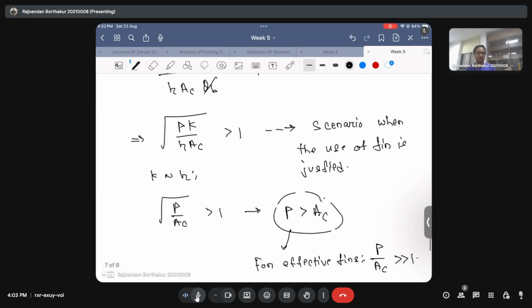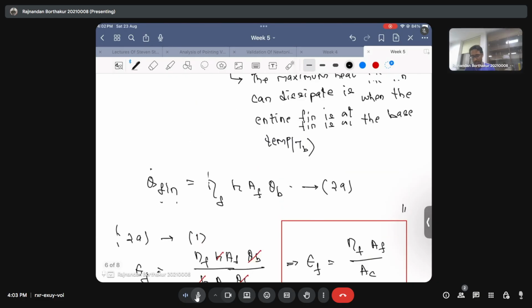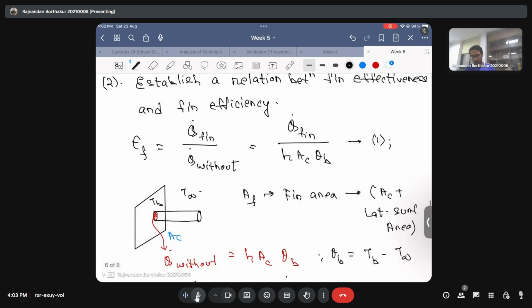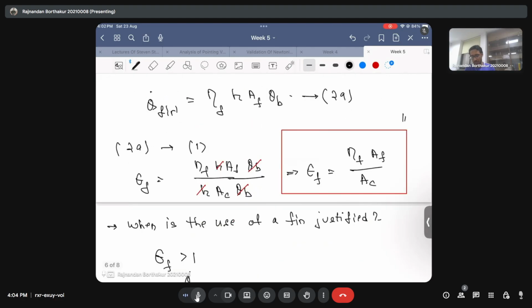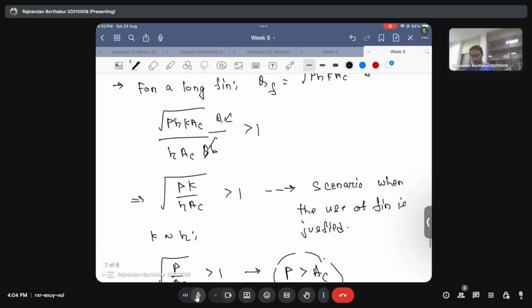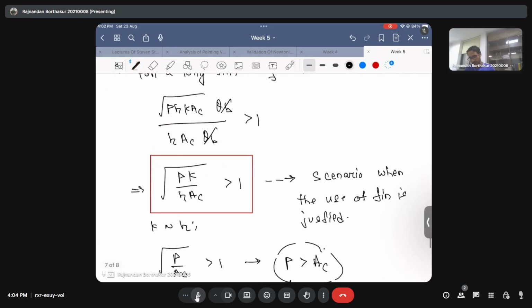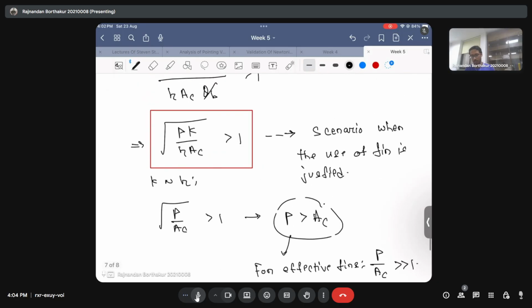I'll stop here again for a couple of minutes. If you have any doubts, you can again ask me. But this is an important exercise that we did first in order to understand how we defined the effectiveness and efficiency, and second, when is the use of a fin justified? What is the relationship? At least for a long fin, we have seen that this relation must hold good. Okay. All right. I'll stop here for a couple of minutes.